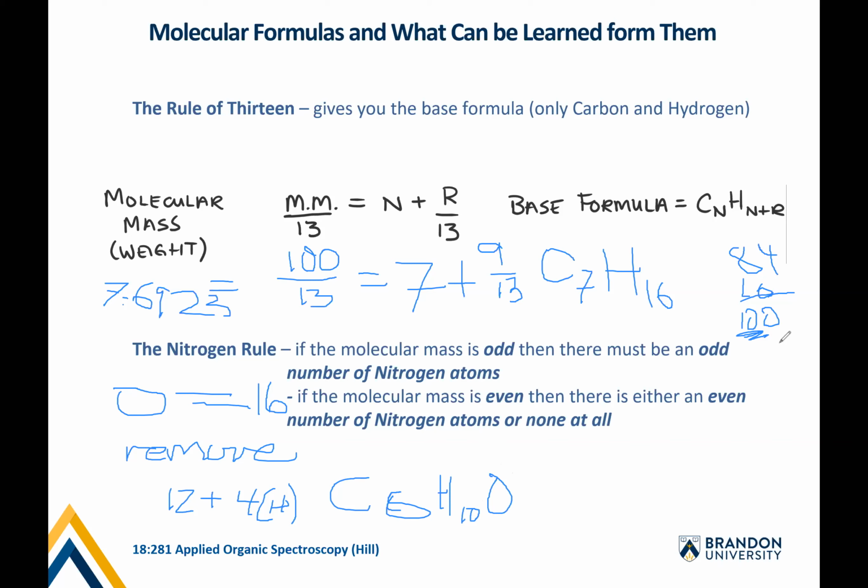So we're going to be using this a lot, the rule of 13 to get the base formula, and then we can figure out if there are other heteroatoms, so atoms that are not carbons and hydrogens, so oxygen, sulfur, a halogen, nitrogen perhaps.